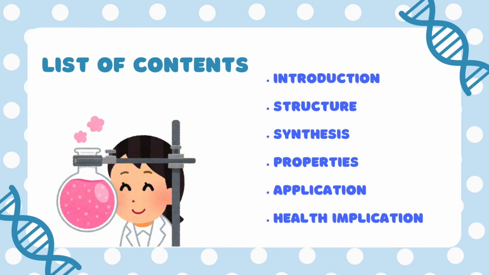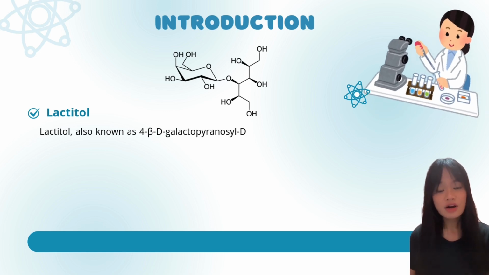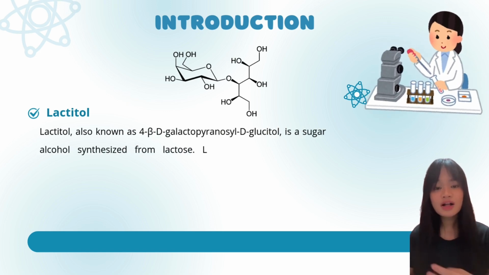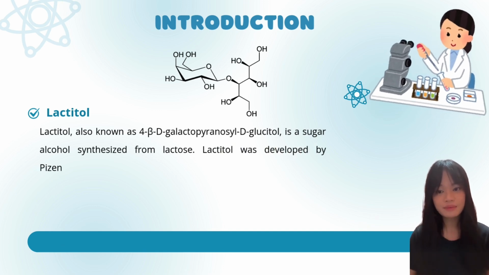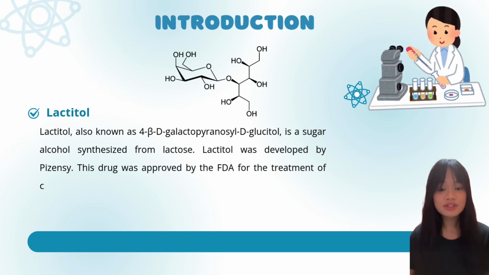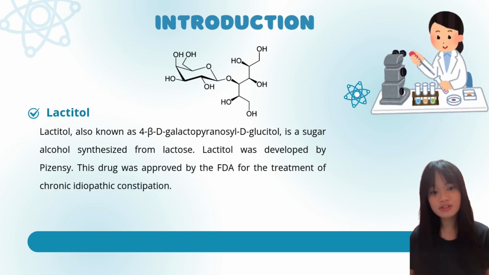This is the list of contents that we will go through later. Let me introduce a bit about lactitol. Lactitol, also known as 4-beta-D-galactopyranosyl-D-glucitol, is a sugar alcohol synthesized from lactose. Lactitol was developed by agency. This drug was approved by the FDA for the treatment of chronic idiopathic constipation.